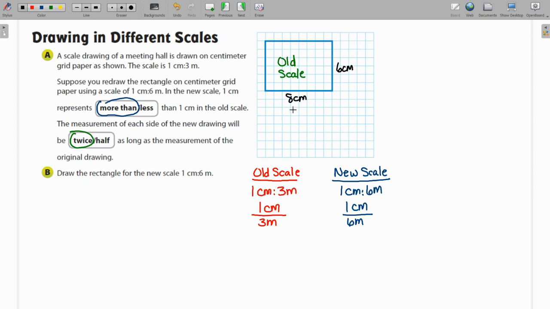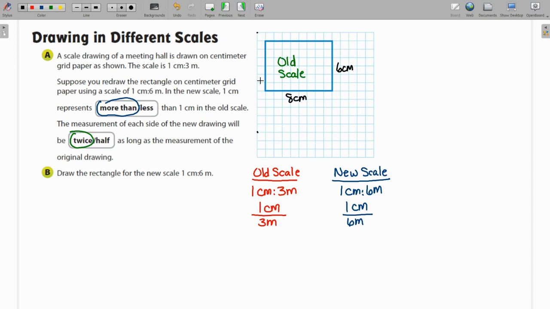Now, we're going to make this drawing of a meeting hall with the new scale. Since everything is going to be twice as big, we're going to take this length, that's 6 centimeters, and this length, that's 8 centimeters, and we're going to double them. If I take 6 centimeters and double that, that's going to be 12. So I'm going to start here at the very top. I'm going to go 1, 2, 3, 4, 5, 6, 7, 8, 9, 10, 11, 12. And that's 12 blocks right there.